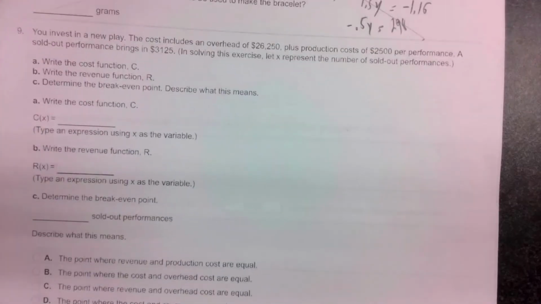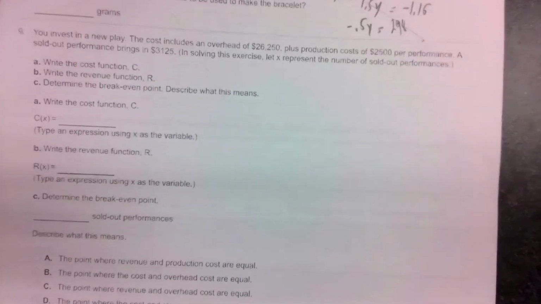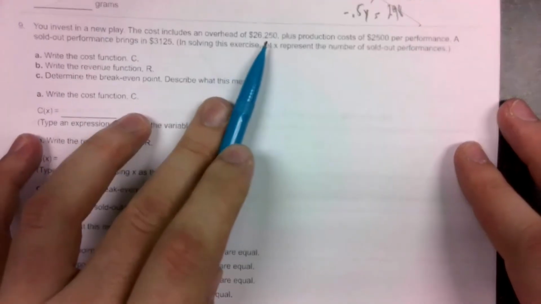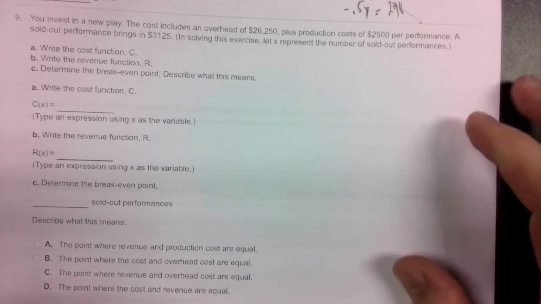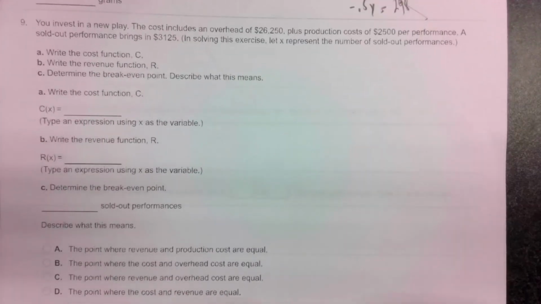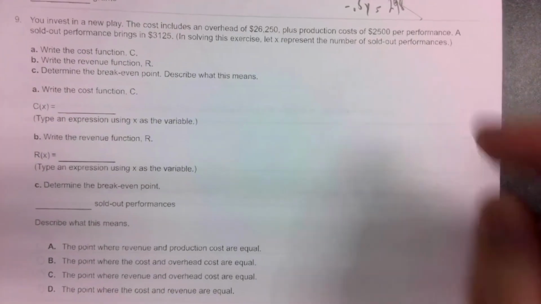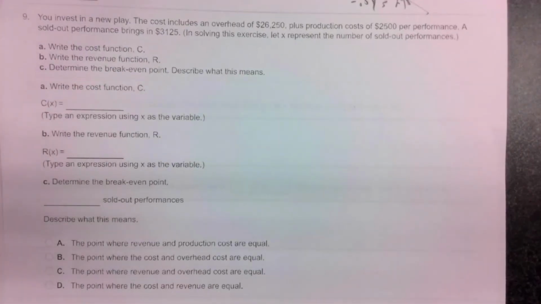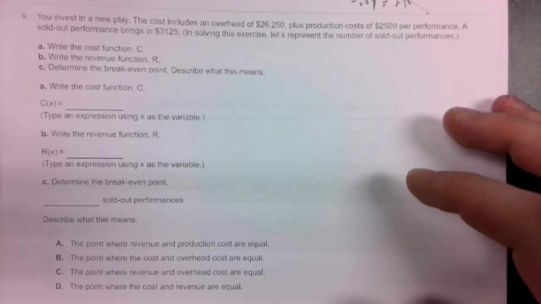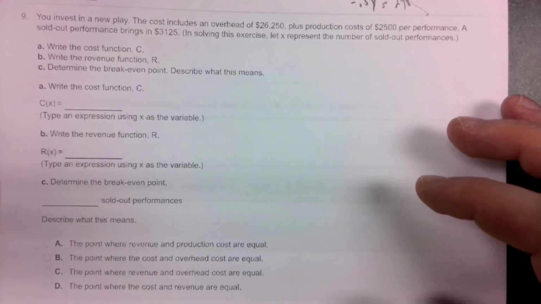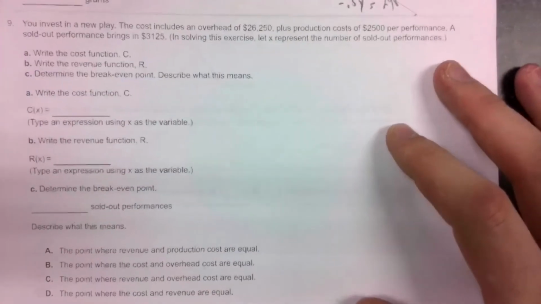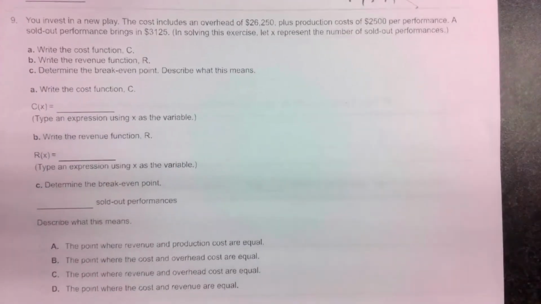So we'll move on to number 9 now. Number 9 says you invest in a new play. The cost as an overhead is $26,250 plus production costs of $2,500 per performance. A sold out performance brings in $3,125. So it says in this exercise, let x represent the number of sold out performances. C is your cost function, R is your revenue function, and then determine the break-even point.